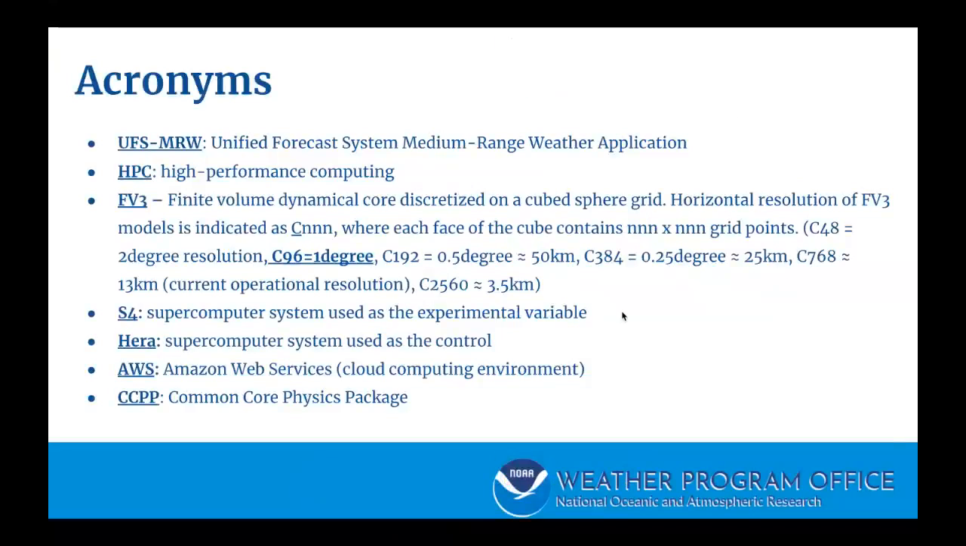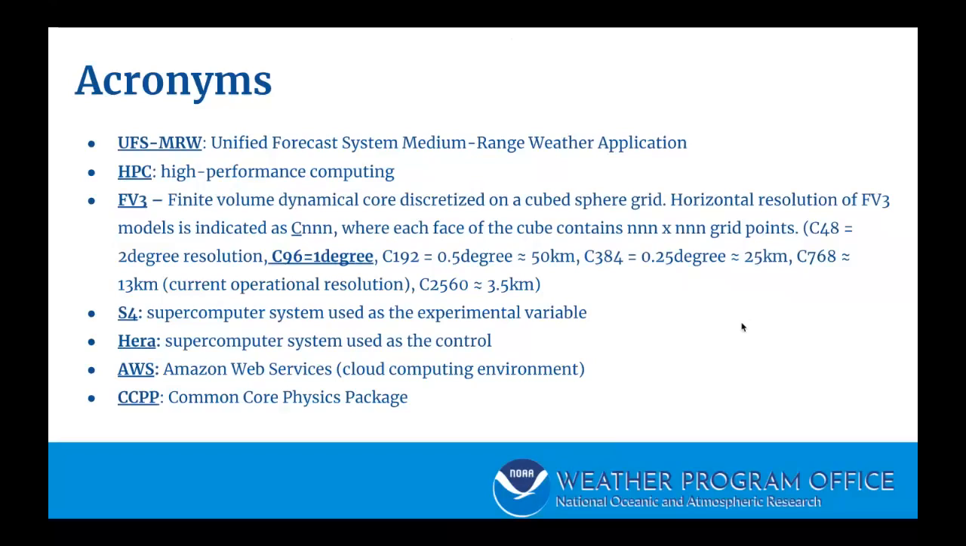All right, and so first, a few acronyms before we get into the presentation. So the UFS MRW means the Unified Forecast System Medium Range Weather Application. HPC is High Performance Computing. FV3 is the Finite Volume Dynamical Core discretized on a cube sphere grid. And for our particular project, we looked at the C96 resolution, which means you have a 96 by 96 grid. Each square of the cube has a 96 by 96 grid with a grid spacing of 1 degree.